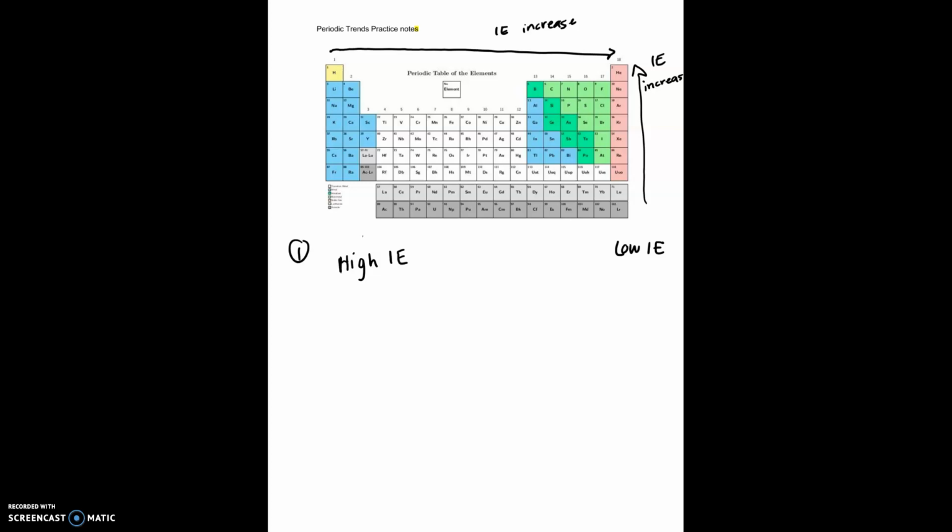All right, so I want to use a highlighter to show you what elements we're talking about. We are looking at bromide, gallium, calcium, potassium, krypton, and am I missing one? Arsenic. All right, so you'll notice that all of these are on the same period, which should simplify things a little bit.